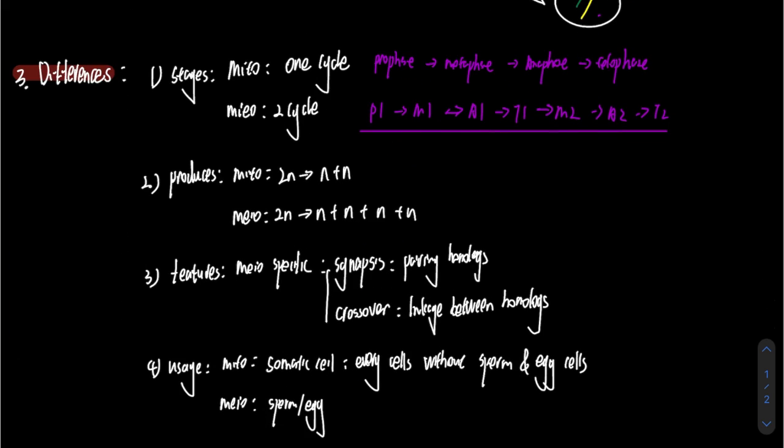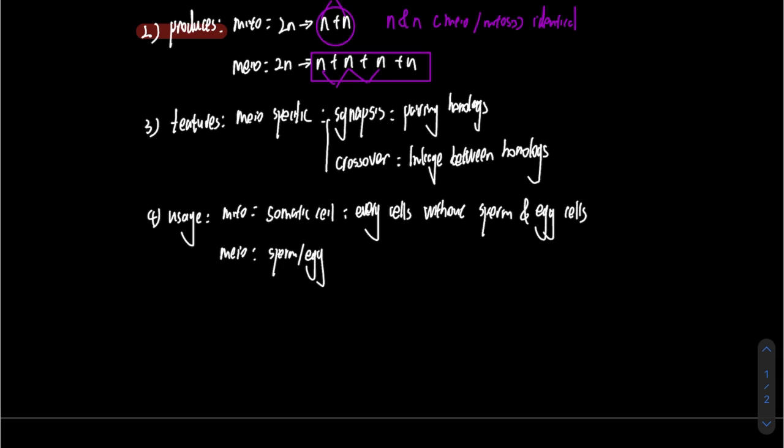And the second one is procedures. Mitosis is 2n making two small n identical, and meiosis is 2n making 4 small n, so they are different. But remember that every n, whether in meiosis or mitosis, is identical. Like they're identical. Every n is identical.